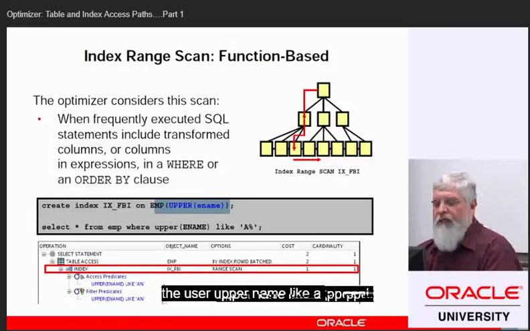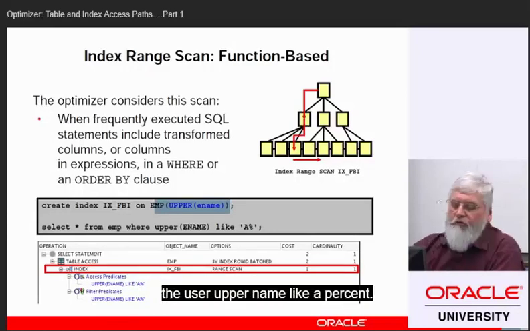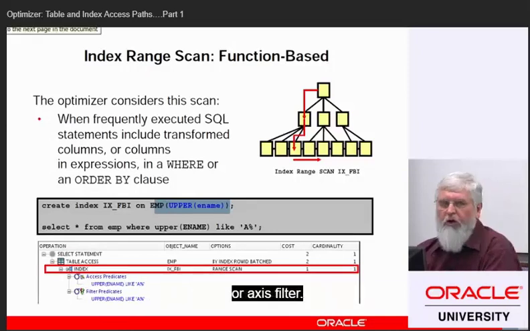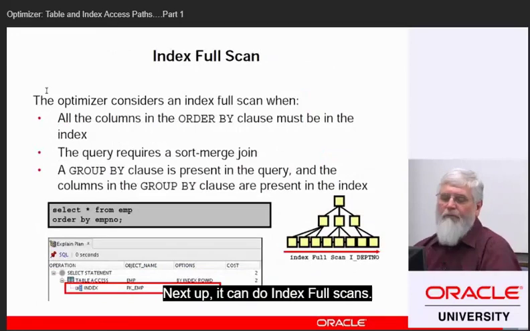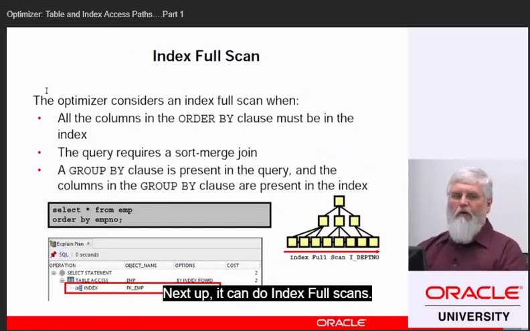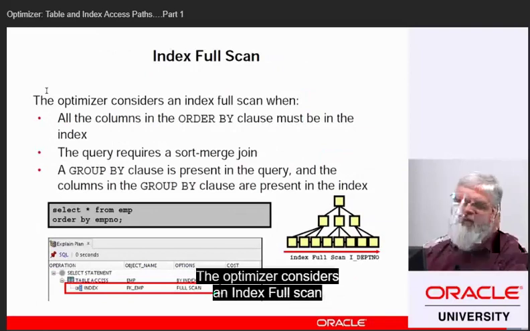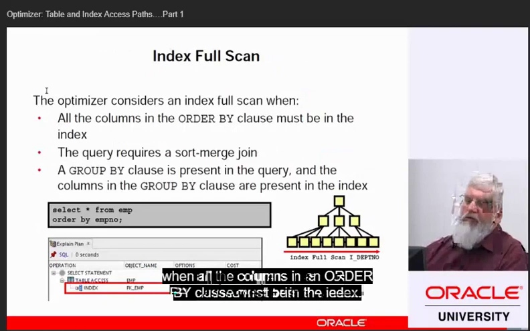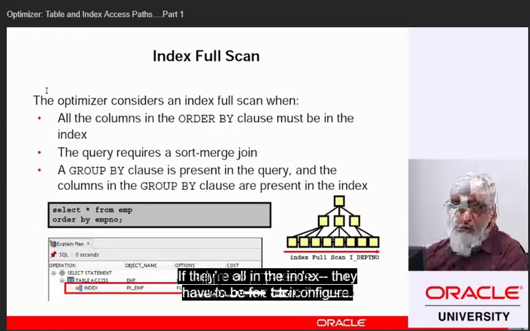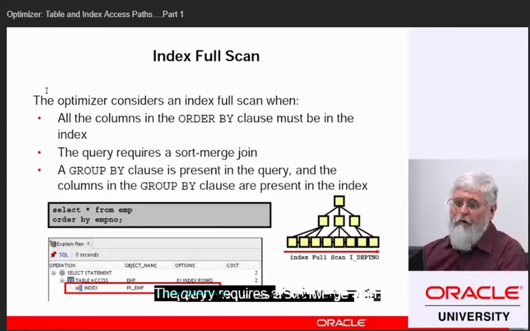Next up, it can do index full scans. The optimizer considers an index full scan when all the columns in an order by clause must be in the index. If they're all in the index, they have to be for it to work. The query requires a sort merge join. A group by clause is present in the query, and the column in the group by clause is present in the index. So they're doing just a little example with an order by clause.